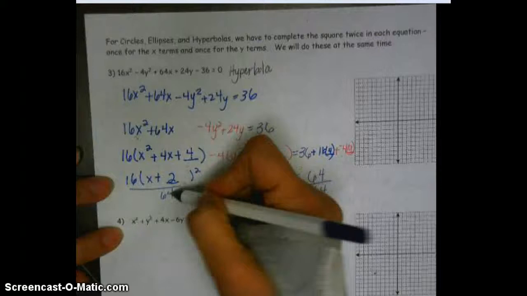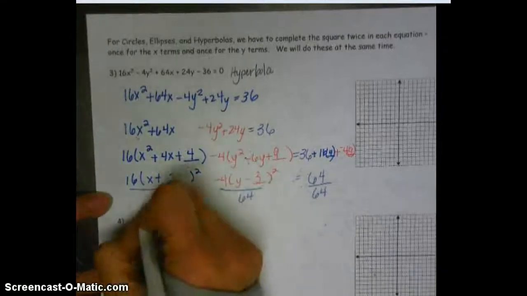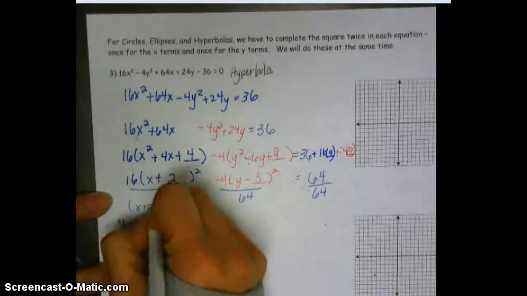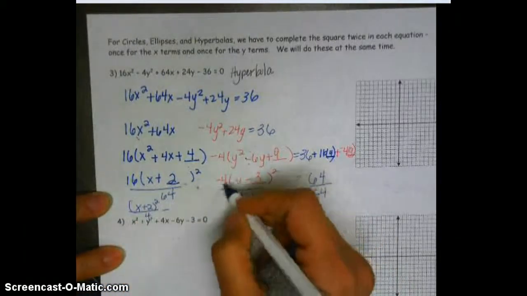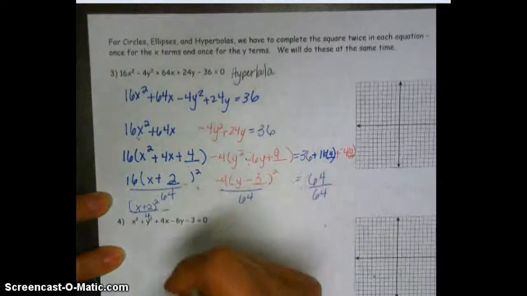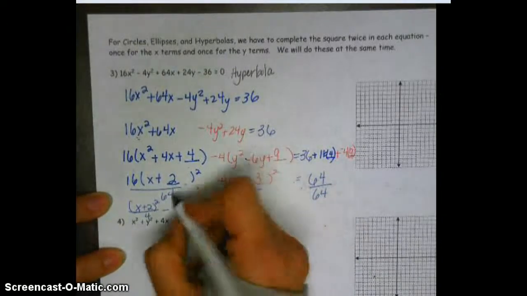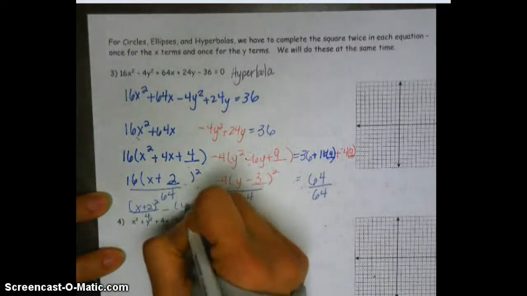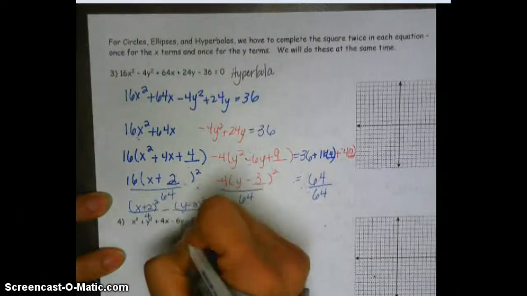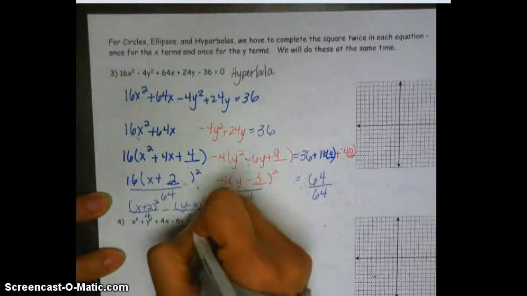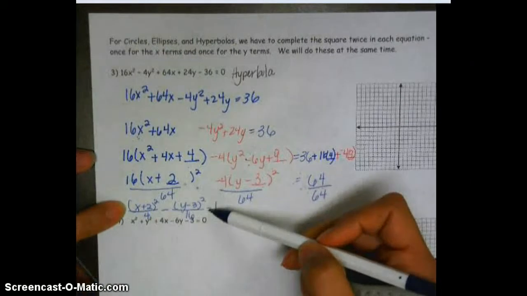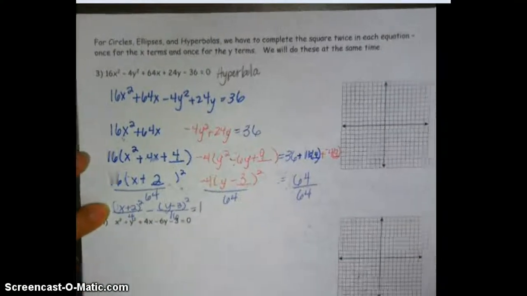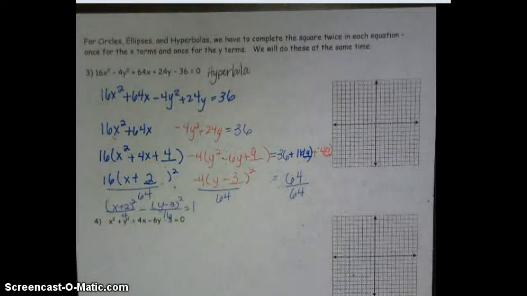So 16 divided by 64 is 1/4, so that means x plus 2 quantity squared divided by 4 minus, and then 4 over 64 reduces to 1/16, so we're going to have quantity y minus 3 squared over 16 equals 1. Now it's in a good form so that I can graph it. So hit pause, graph it, and then check your work.